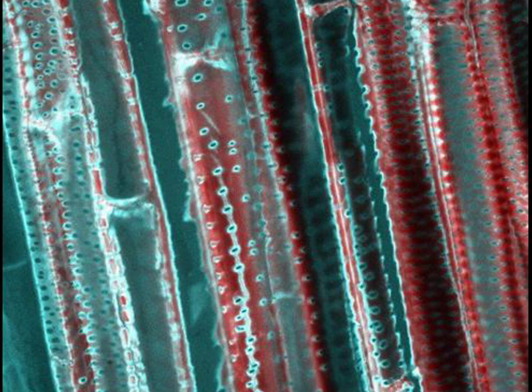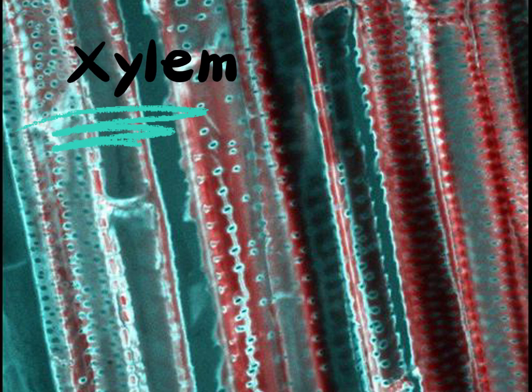Today, we're going to have a look at the transport systems that are responsible for the transport of different organic materials in plants. Now, first, we're going to have a look at xylem vessels, which are responsible for the transport of water and minerals from the roots to the stems and the leaves.